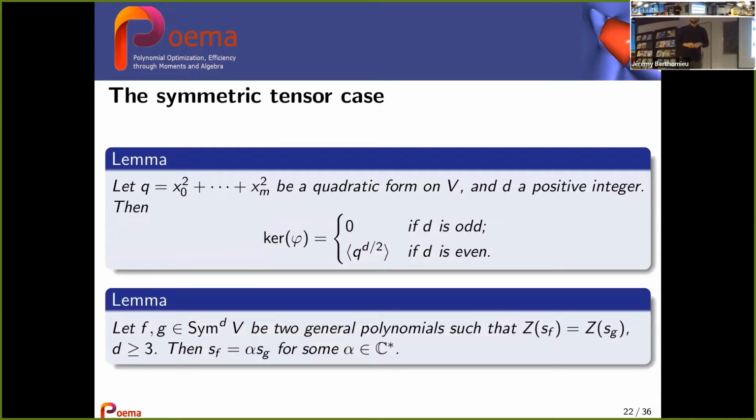19. And the second part, so this part here that I just explained completely describes the map phi. So we need to understand what is happening with the map C. So we have this lemma that says that if you have two polynomials such that the zero locus of their global sections are the same, then they can only differ by multiplication by a scalar. That in the projective context means that they are the same. And for this part, it's much more technical.